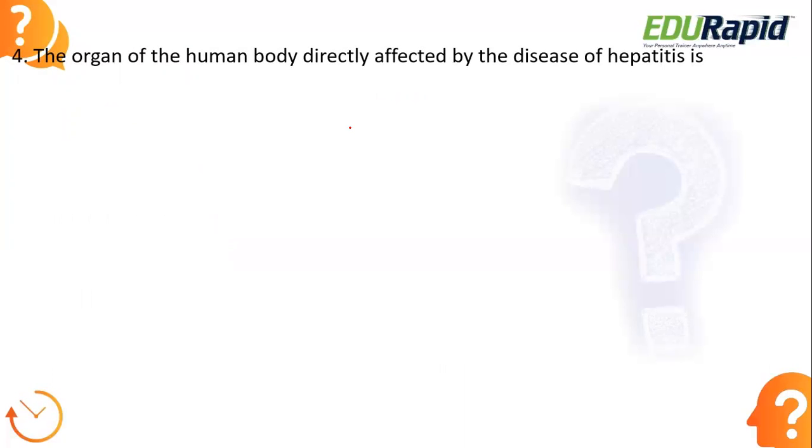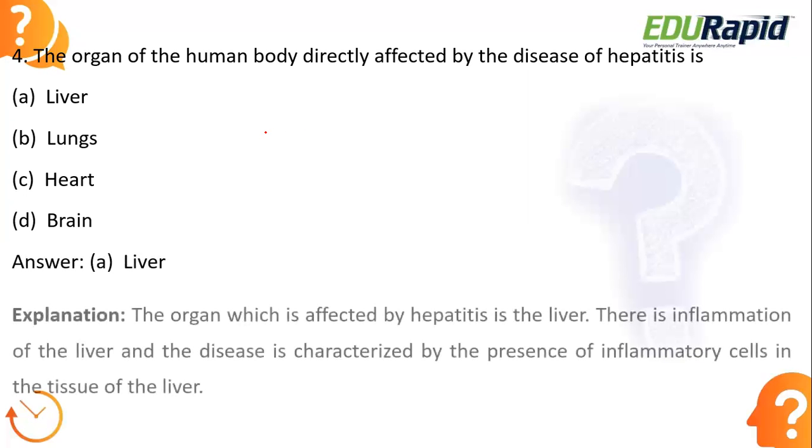The organ of the human body directly affected by the disease hepatitis is liver, lungs, heart, brain. Okay, the organ directly affected here is option A, liver. So liver is the right answer. When a person suffers from hepatitis, the liver is the major gland of our body that is directly affected.